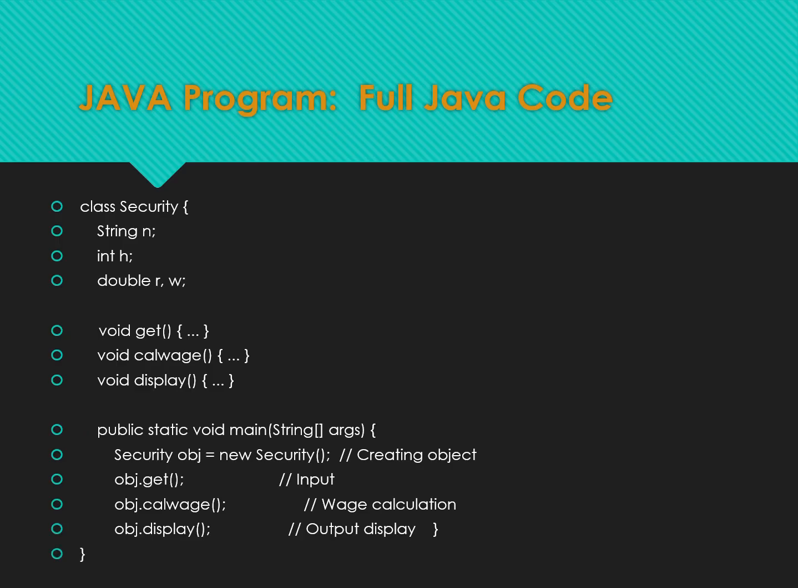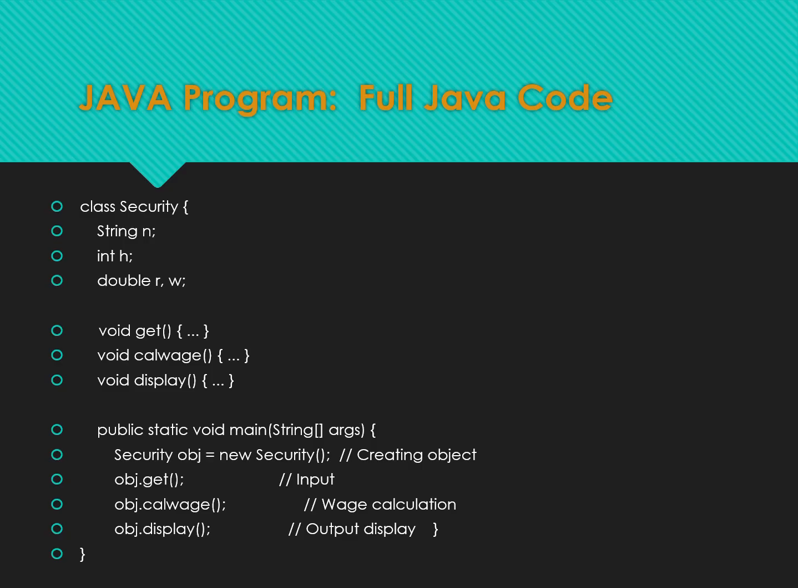This slide shows the complete Java program for the security class. It includes everything: the variable declarations, input method, calculation method, display method, and the main method that runs the program. Let's go through it quickly.